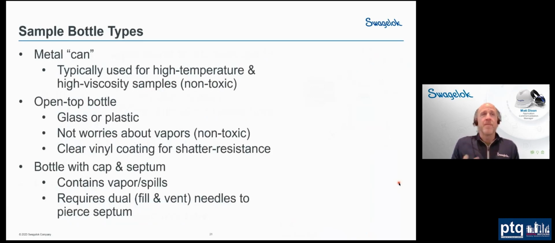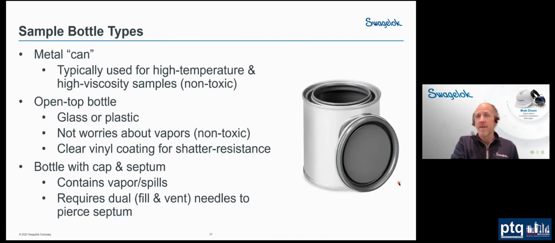Now, when we're selecting a bottle type, there are a number of different types that we can select. For high temperature and high viscosity samples that aren't toxic, we're very often going to use something like this. It's just a paint can, very commonly available, typically made out of steel, either epoxy lined like this one is showing, or it could be plain galvanized steel. I've not seen stainless steel versions of this, though they probably do exist, but very common.